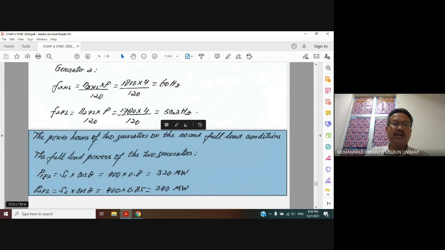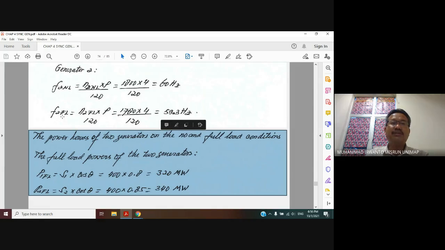So full load power for generator 1 is the apparent power for generator 1 multiplied by cos theta, the power factor. So for 400 VA multiplied by 0.8, we obtain 320 megawatt. And full load power for generator 2 is the apparent power for generator 2 multiplied by the power factor. So 400 multiplied by 0.85, we obtain 340 megawatt.